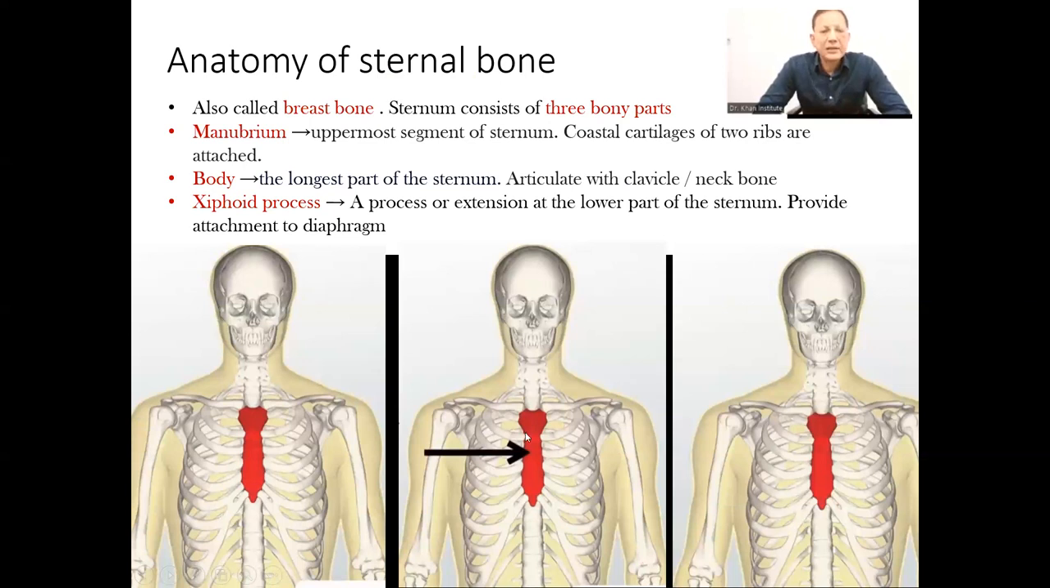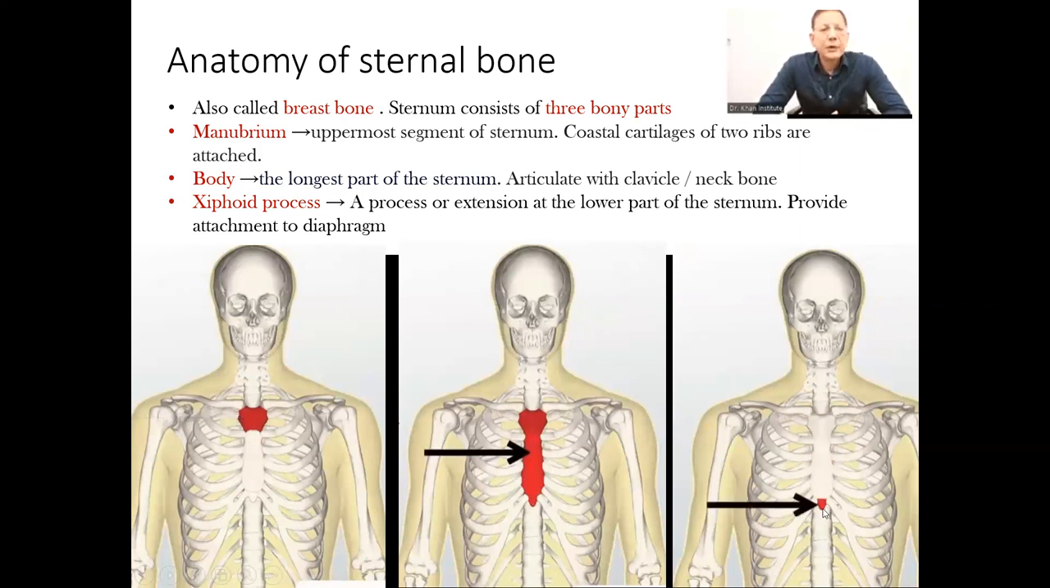The body of the sternum is the middle portion, this one from here to here, and is longer and narrower than the manubrium sterni. The body of the sternum articulates with the costal cartilages of the ribs, the second to seventh ribs, which through their costal attachments are attached to the body of the sternum.